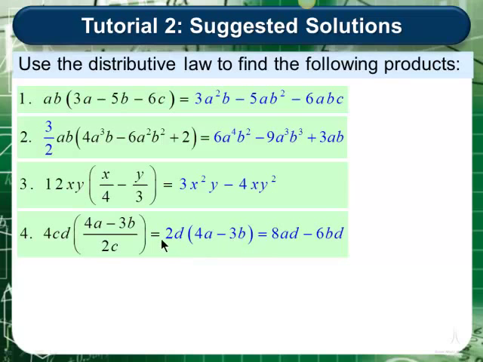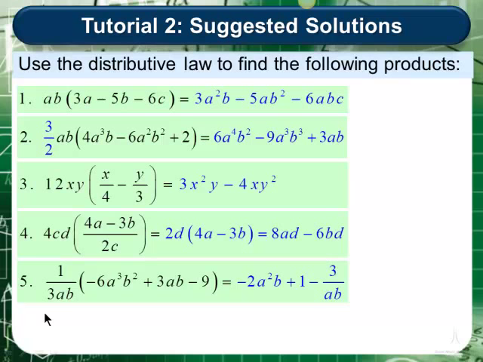Multiplying out in this case, we get 8ad in the first instance if you apply the distributive law, and in the second case we get minus 6b times d, or d times b. Remember, the commutative law applies, so the order in which these factors appear with each of these terms in fact is not important at all.